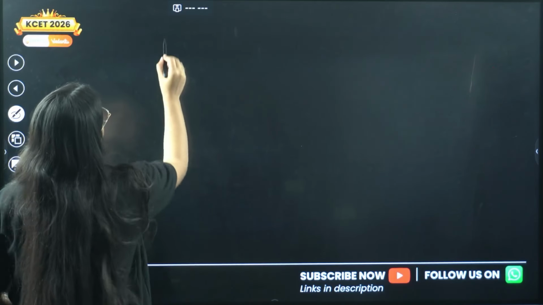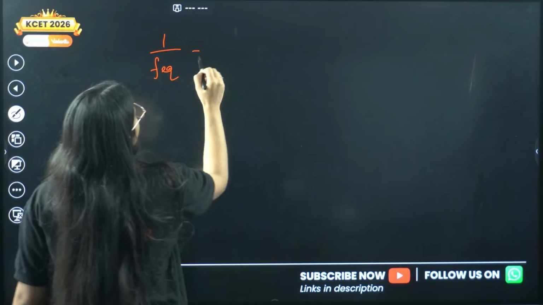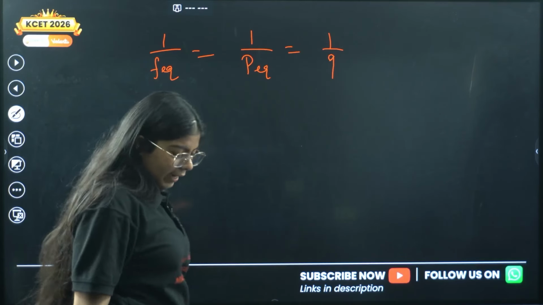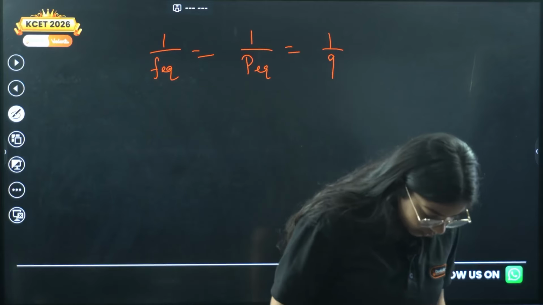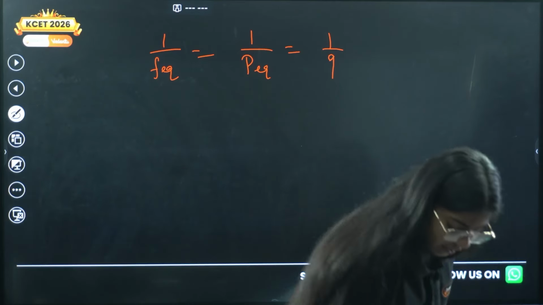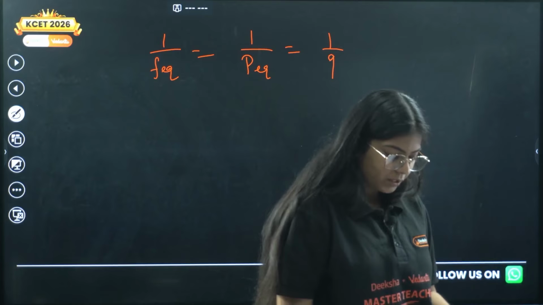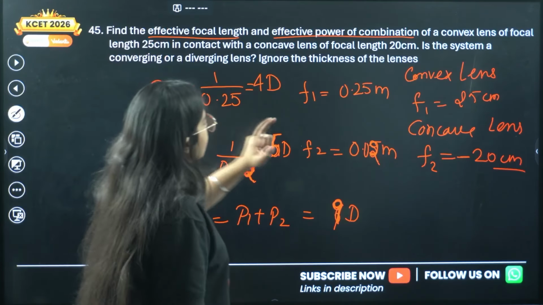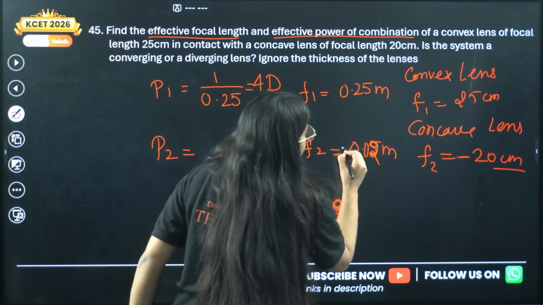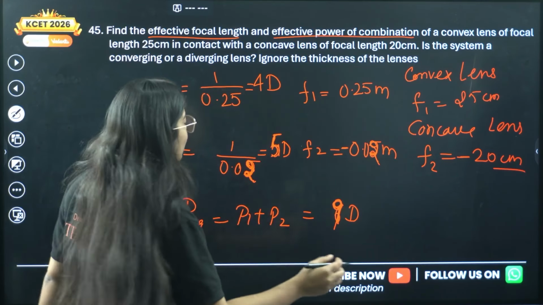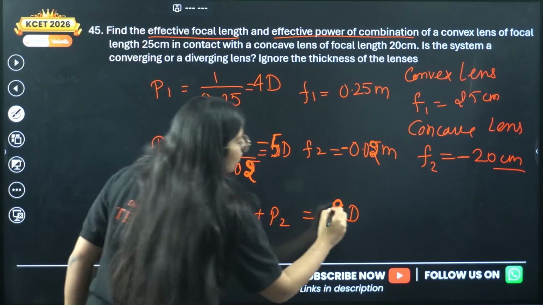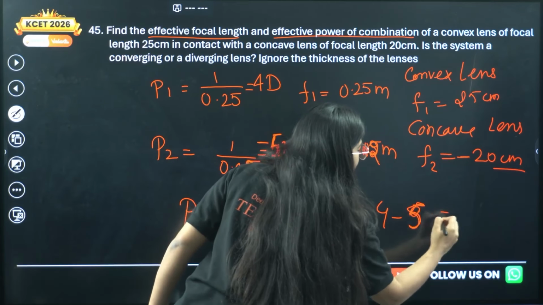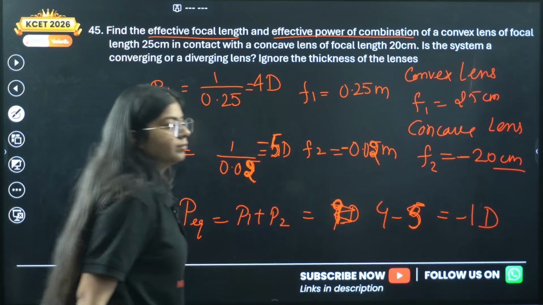Now to calculate equivalent focal length, this will be 1 by P equivalent, that will be 1 by 9, correct? So 1 by 9 will be what? Did I do something wrong? 5 diopter, 4 diopter. Okay. One mistake we did. In here I forgot the sign. My mistake, sorry. This will be minus 5 diopter. So this will be 4 minus 5. Correct? 4 minus 5, which will be minus 1 diopter.